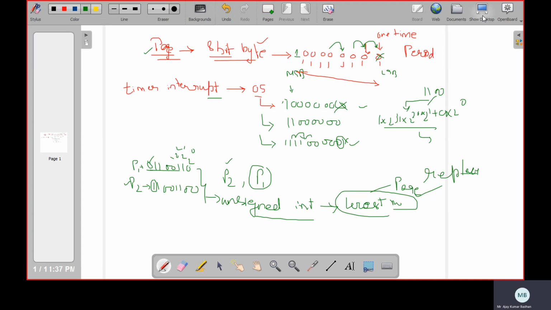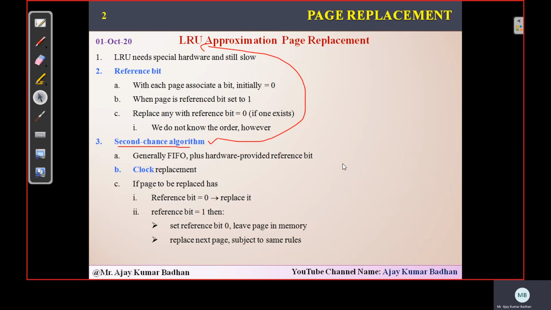Now, to do something additional related to that, what these people did is start using something called the second chance algorithm. What do we mean by second chance? Whenever we try to select a page from a frame to be removed from the frame, the second chance algorithm gives a second chance to that particular page, depending upon the reference bit. Here also we are going to use the reference bit.